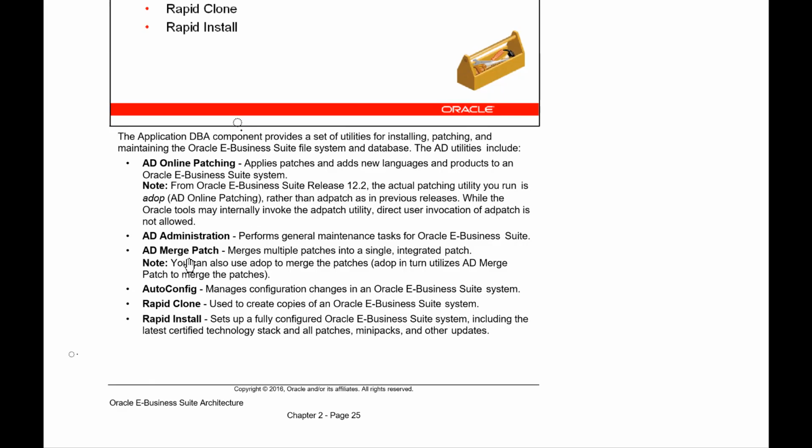So sometimes you may merge the patches. Instead of applying a single patch, you may apply multiple patches, so you may have to merge the patches. That can be done by merge patching. Sometimes you may have to run autoconfig. Autoconfig is the heart of the system. Sometimes you run autoconfig on the database, on the application. You have to run autoconfig.